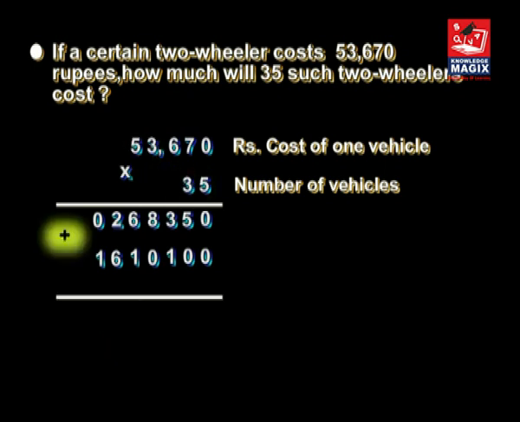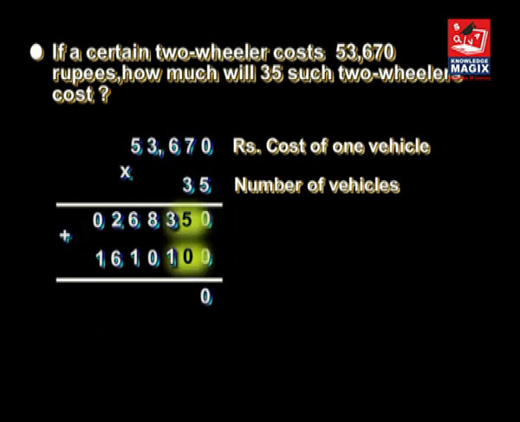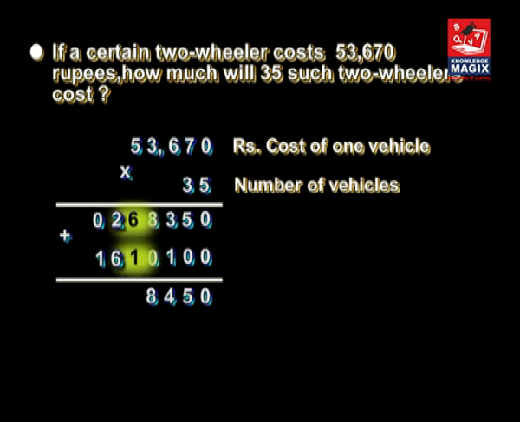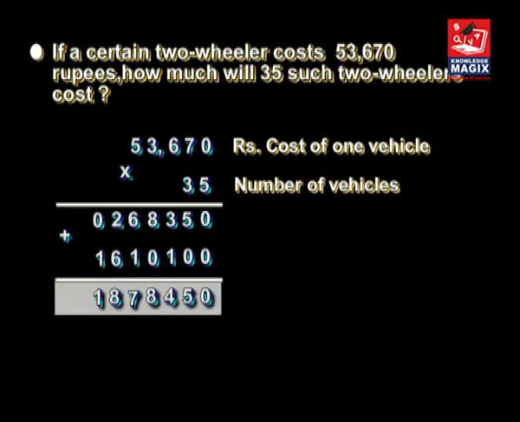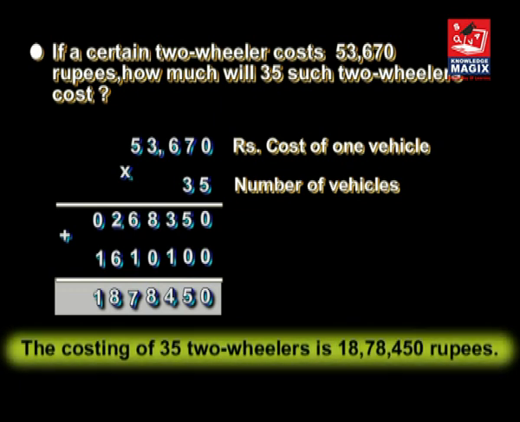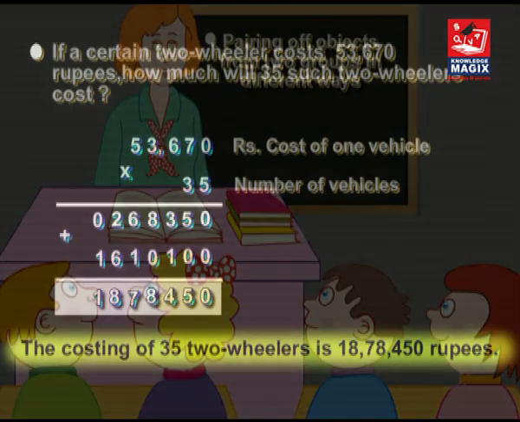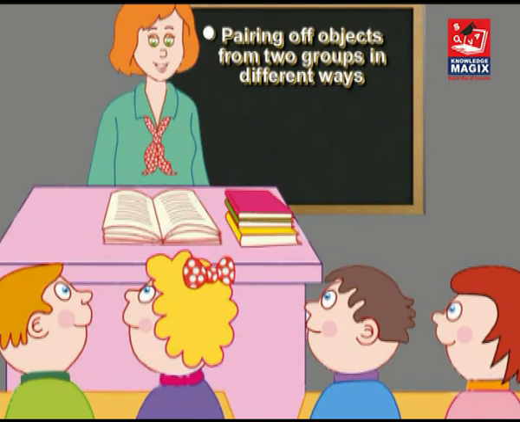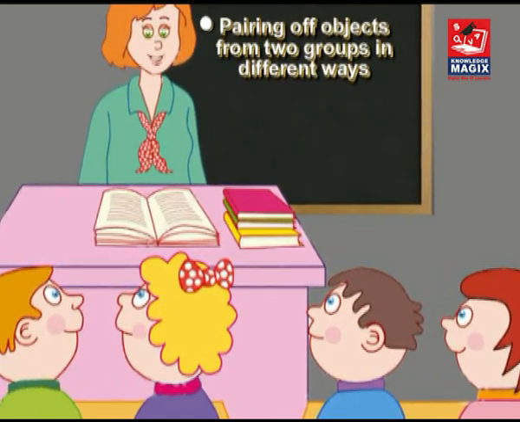Now we'll make the addition. 0 plus 0, 0. 5 plus 0, 5. 3 plus 1, 4. 8 plus 0, 8. 6 plus 1, 7. 2 plus 6, 8. 0 plus 1, 1. So the product is 18,78,450. So the costing of 35 two-wheelers is 18,78,450 rupees.